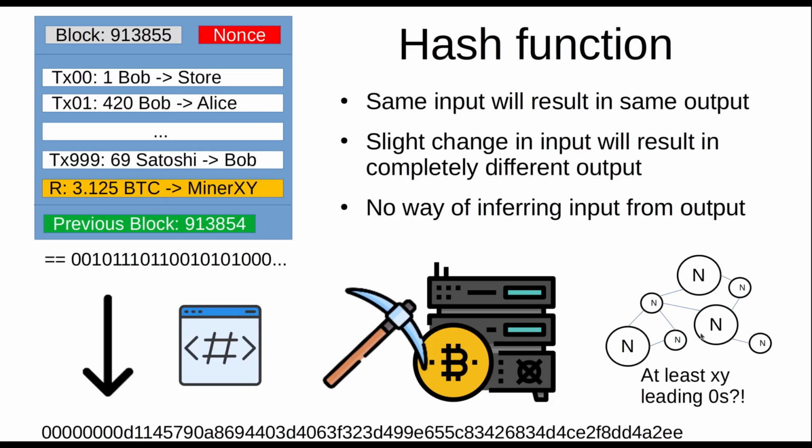And if this is true, then they too will agree that this block is correct, and they will add all the transactions to their ledger, which means that now everyone in the network agrees that these transactions are valid, and that, for example, miner XY now has 3.125 Bitcoin to spend.